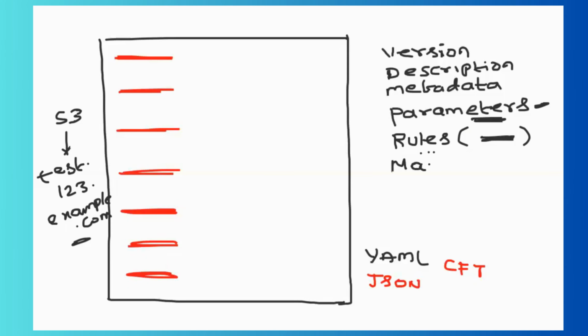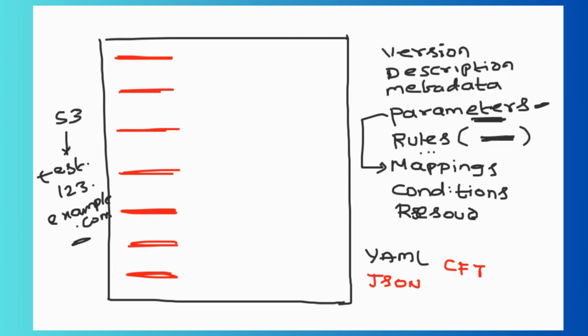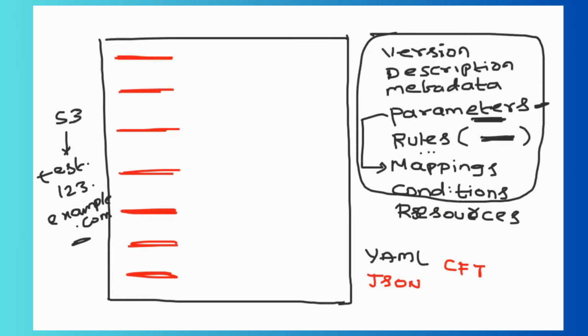Then you have mappings. Mappings are nothing but assigning the parameters to variables. You are mapping that thing. Then you can add some conditions. Then the only mandatory thing of the template is this specific section called resources. Even if you don't put any of these things that we have discussed till now, you can still write the CloudFormation templates. The only mandatory thing of CloudFormation templates is the resources section.